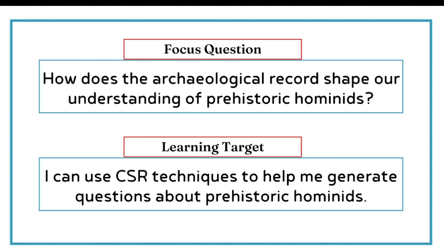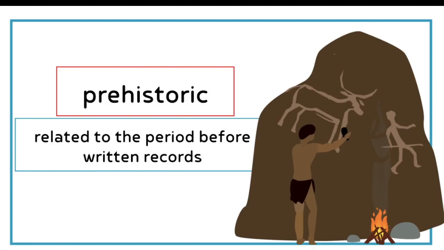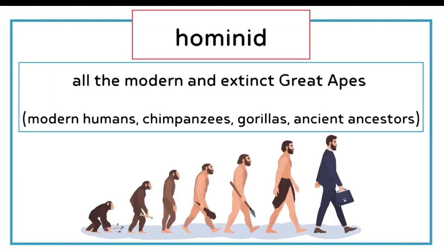So this is the content. This is the focus question. It's about prehistoric hominids. This is taken from a 6th grade lesson I've done before. And then the learning target: I can use CSR techniques to help me generate questions about prehistoric hominids. Then again, as I said, you have to teach content. So prehistoric, that is one of the content. That's an important vocabulary. I will teach that. Then I'll teach about hominids because that's a big part of what today's lesson is about.